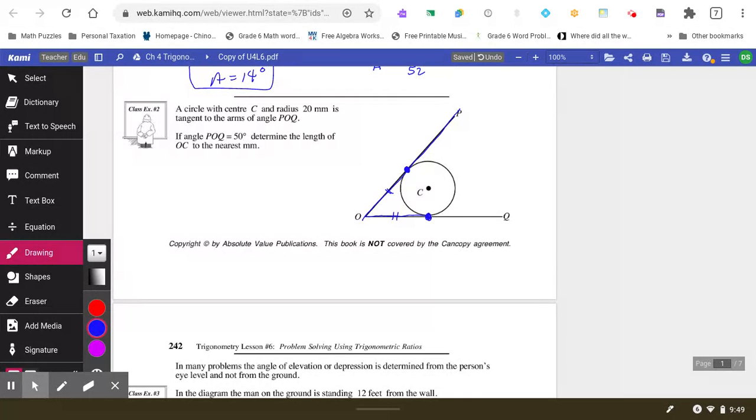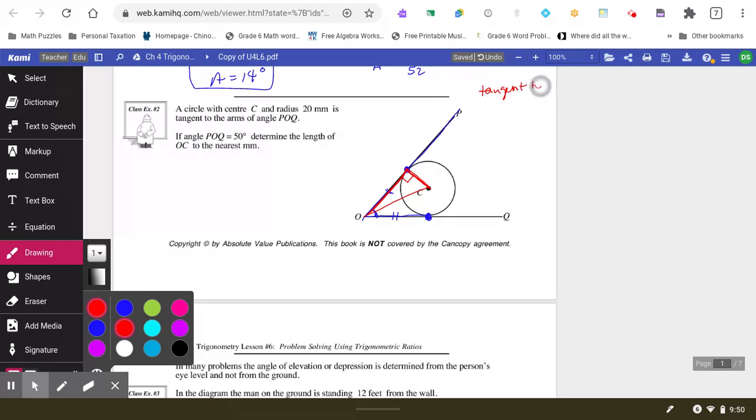Then it says if angle POQ is 50, so we're going to make this 50. Determine the length of OC. Oh my goodness. So now check this out. There's another rule that says a tangent to a radius, here's your tangent, here's your radius, that is 90 degrees. Pretty cool, huh? So a tangent to a radius equals 90 degrees. That's another rule that we learned in grade 9.